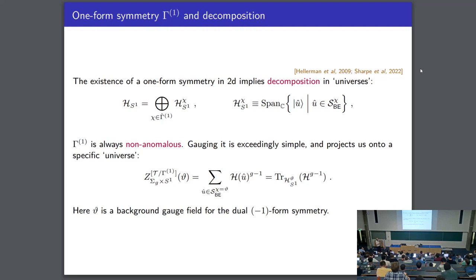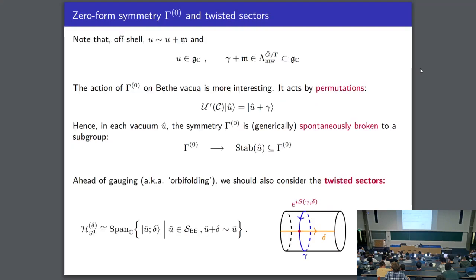In particular, gauging without background field. This is like a background field, or a theta angle, if you want, for a dual minus-one-form symmetry. But for instance, if you set curly theta equal to one here, it's just projecting into the first summand we have, for the trivial character. So gauging is just projecting into universes, so that's very easy.